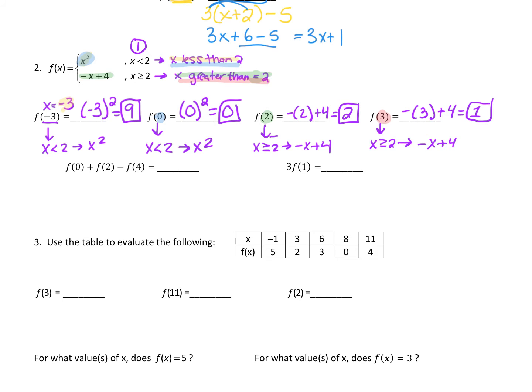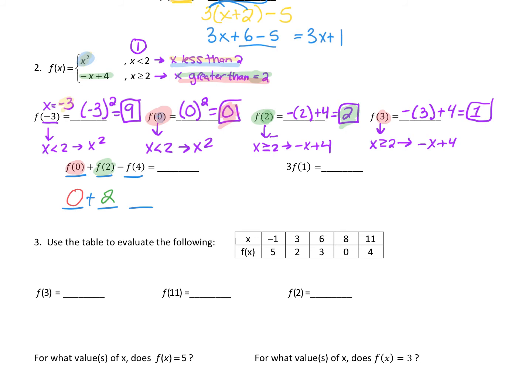All right, now they want us to put some stuff together. They want me to do f of 0 plus f of 2 minus f of 4. So f of 0, well, f of 0 I calculated right here, and f of 0 was 0. So I'm going to put 0 in this first spot, plus f of 2. F of 2 I found here was 2, so I'm going to put 2 in my second spot.